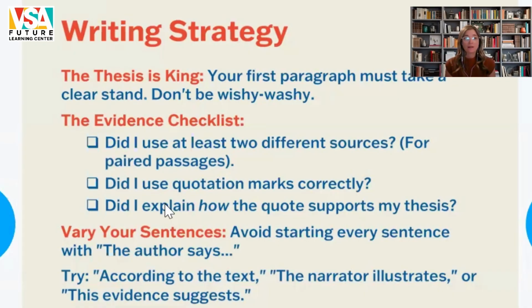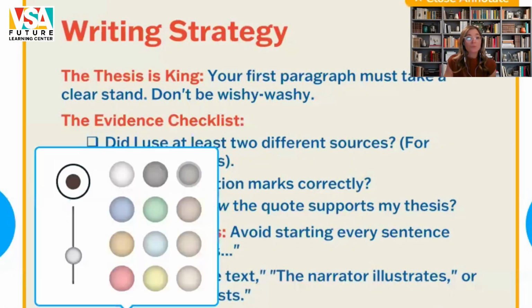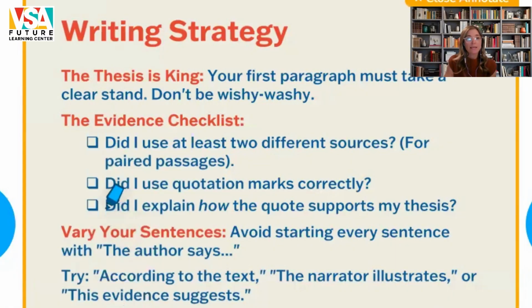Use the evidence checklist. Did I use at least 2 different sources for paired passages? Did I use quotation marks correctly? Remember that when we're pulling direct quotes from a source, we have to put that in quotes. Did I explain how the quote supports my thesis? That third one is really important. Did I explain how the quote supports my thesis?